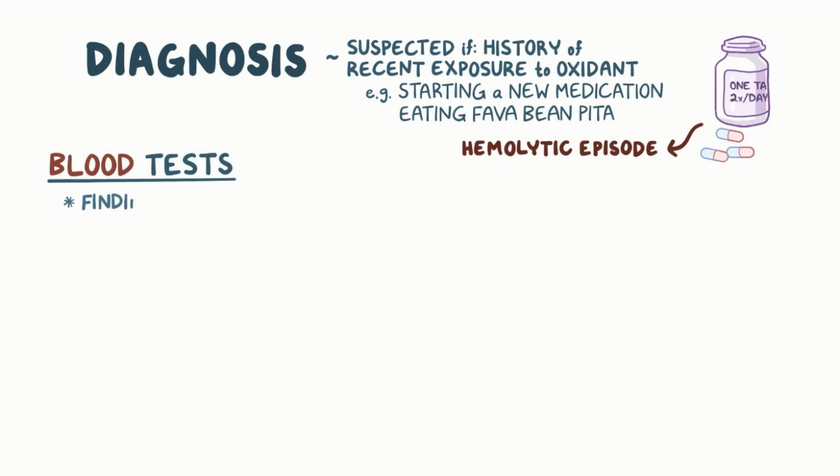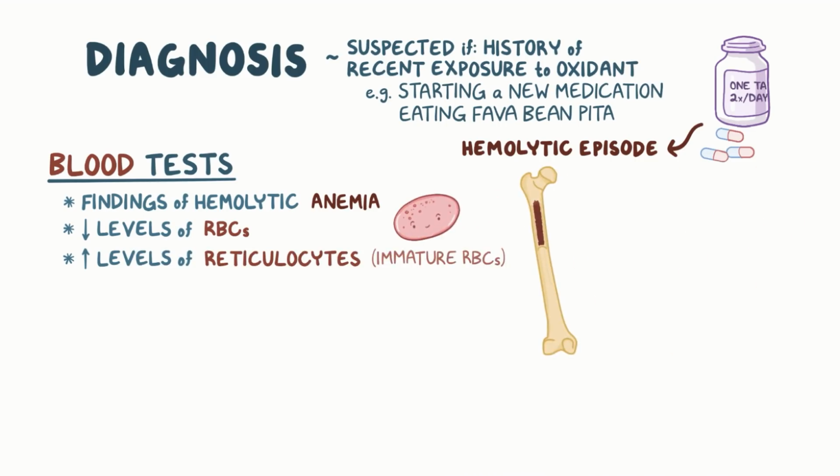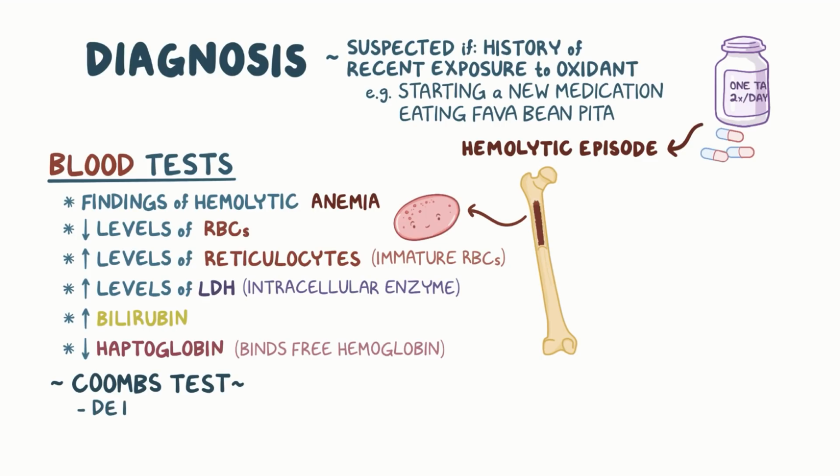Blood tests will show findings of hemolytic anemia, like low levels of red blood cells and increased levels of reticulocytes, which are immature red blood cells made by the bone marrow in an attempt to keep up with the red blood cell loss. Also, there will be high levels of lactate dehydrogenase, or LDH, which is an intracellular enzyme released in the blood. Next, there's high bilirubin and low haptoglobin, which is a molecule that binds free hemoglobin in the blood. Also, the Coombs test that is used to detect immune-mediated anemias will be negative.